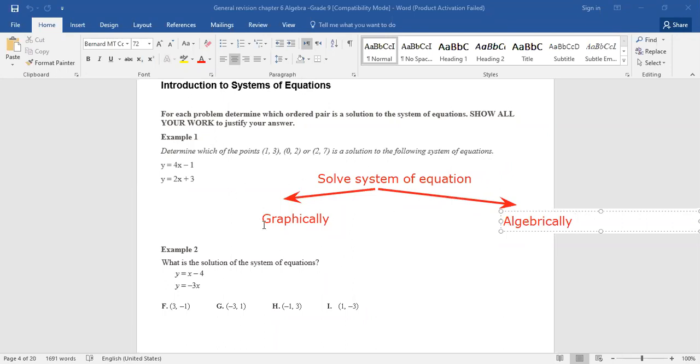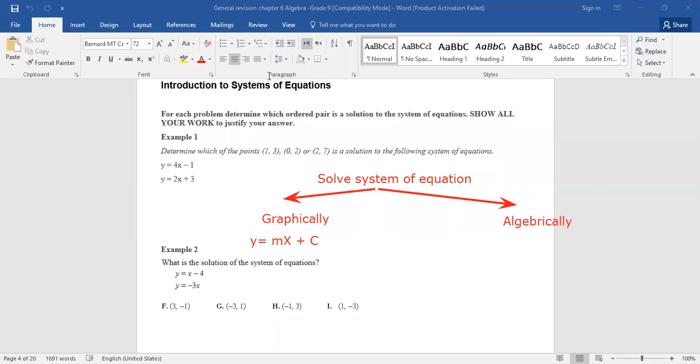If we want to solve a system of equation graphically, do you remember how we are going to rearrange the equation? Slope-intercept form, yes, which is y equal mx plus b. Yes, thank you.